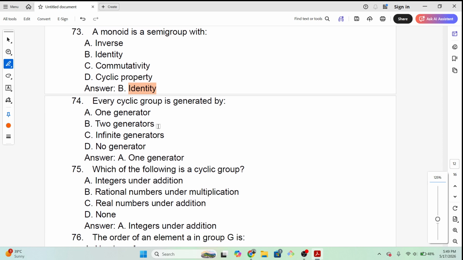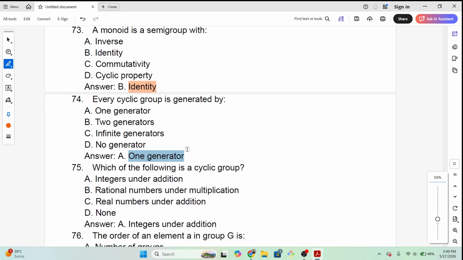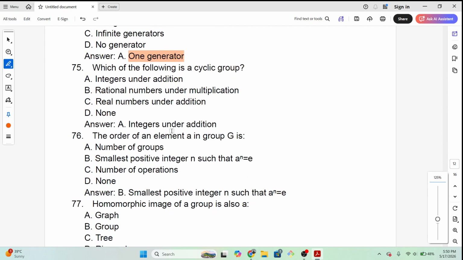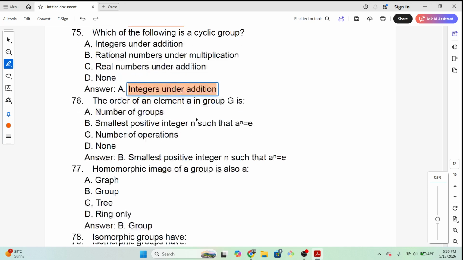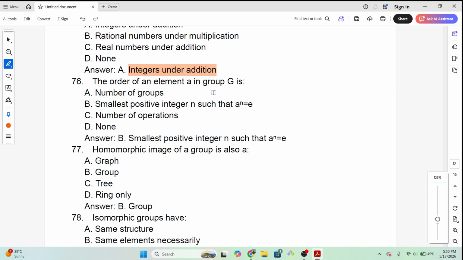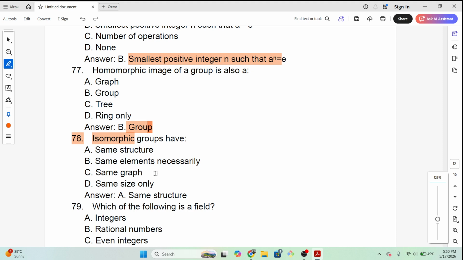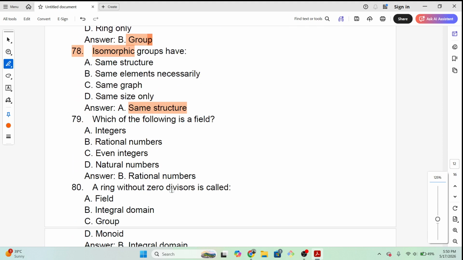Every cyclic group is generated by one generator. Which of the following is a cyclic group? Integers under addition. The order of an element a in group G is the smallest positive integer n such that a to the power n equals e. The homomorphic image of a group is also a group, okay? Isomorphic groups have the same structure. Iso means same, morphic means structure, okay?